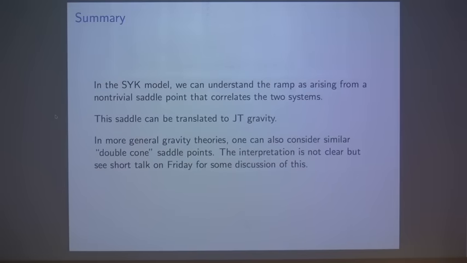Anyhow, okay, so let me summarize. In the SYK model, we can understand the ramp as arising from a non-trivial saddle point that correlates the two replicas that compute the spectral form factor. The saddle point can be translated to JT gravity, and it can be generalized to more general gravity. The interpretation of these things is not clear, and I hope to come back to this a little bit in the short talk on Friday.